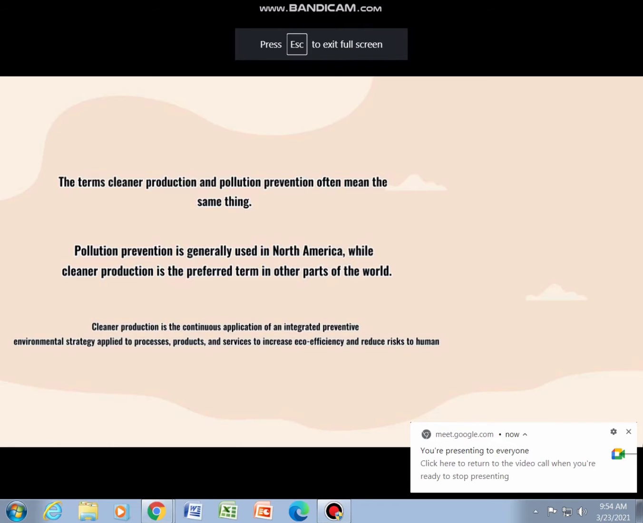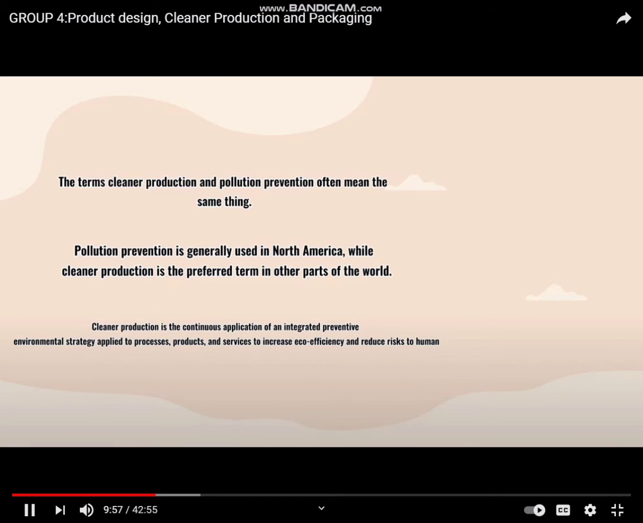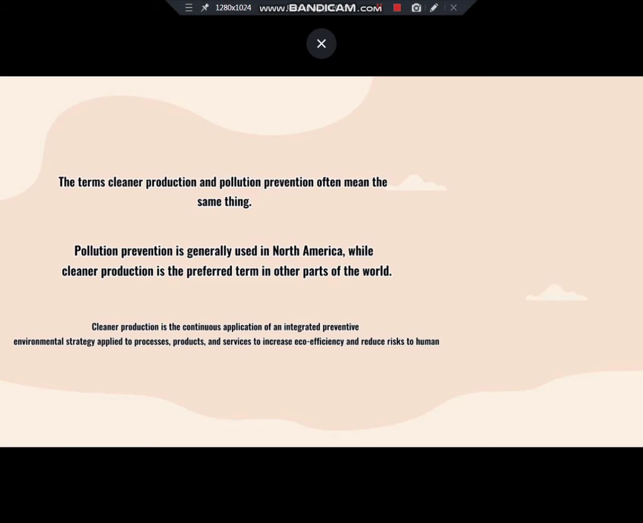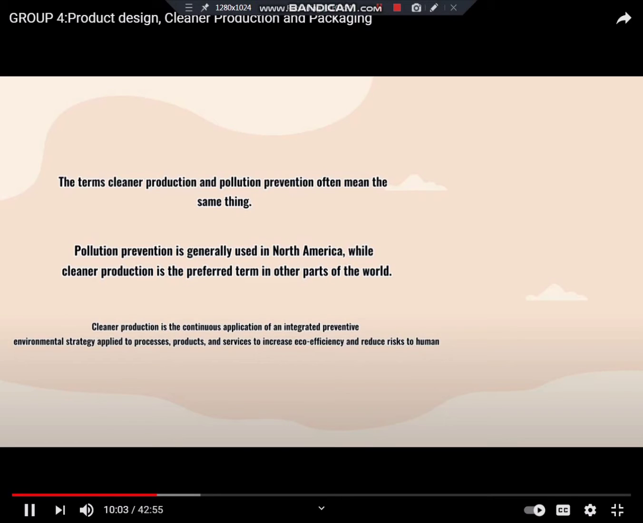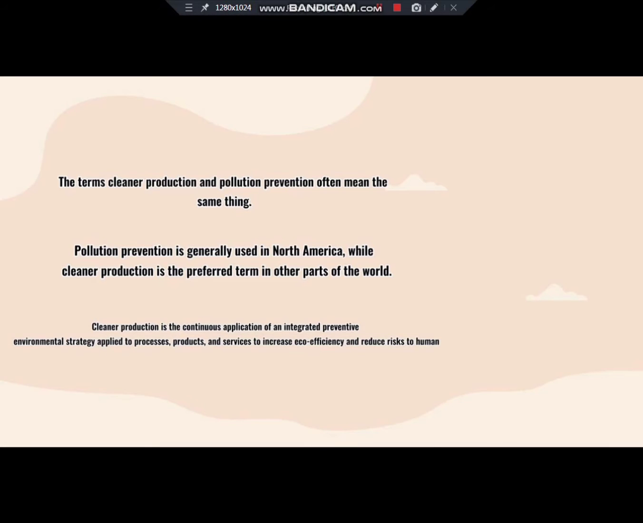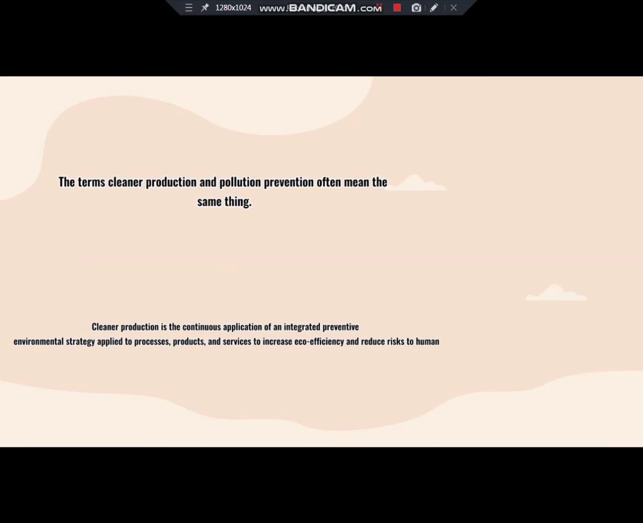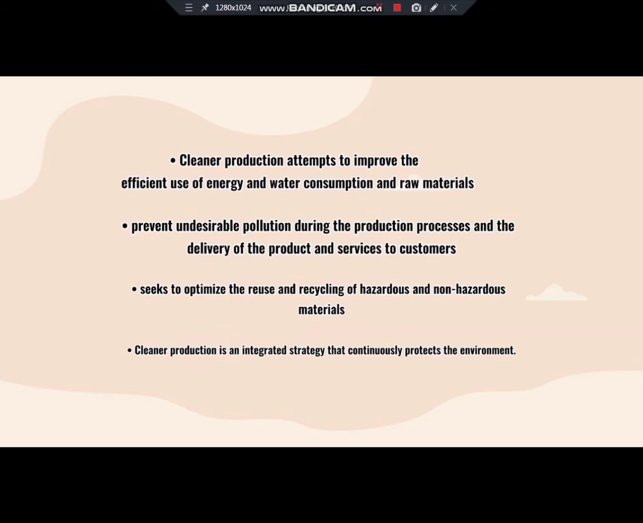Preferred term in the other parts of the world. Also, cleaner production is the continuous application of an integrated preventive environmental strategy applied to the processes, products, and services to increase eco-efficiency and reduce risk to humans. Another information, cleaner production attempts to improve the efficient use of energy, water consumption, and raw materials. Prevent undesirable pollution during the production processes and the delivery of the product and service to customers. Seek to optimize the reuse and recycling of hazardous and non-hazardous materials.